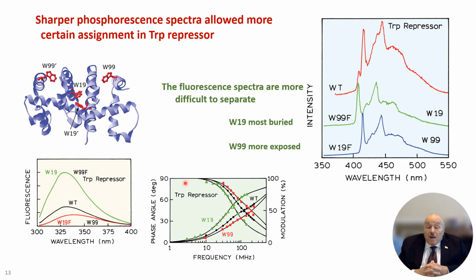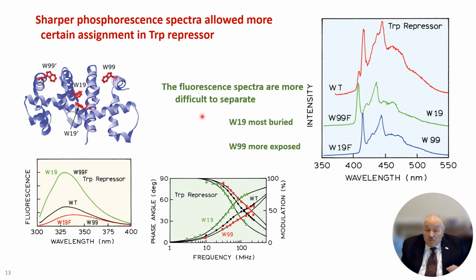The phosphorescence spectra are sharper than the regular fluorescence spectra, and I didn't mention this in the previous lecture when we were discussing the trp repressor protein. I mentioned only that the scientists had somehow separated and identified the emission from each of the two different types of tryptophans in this homodimer.